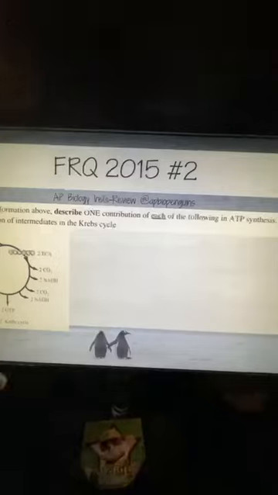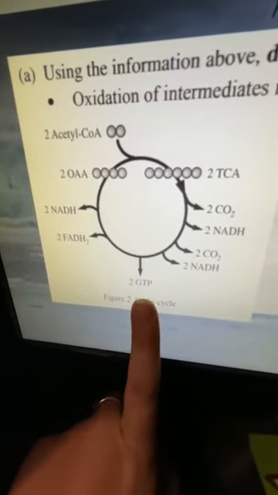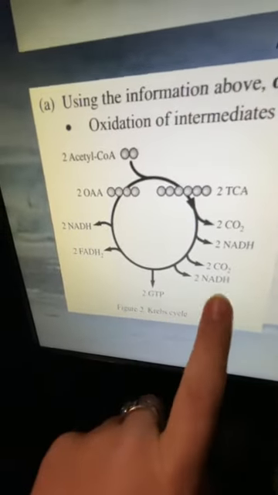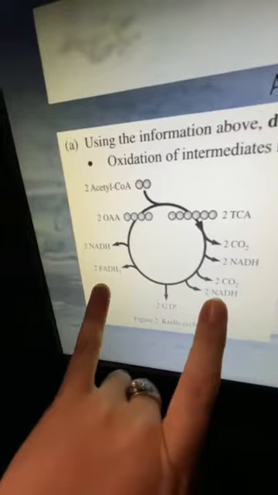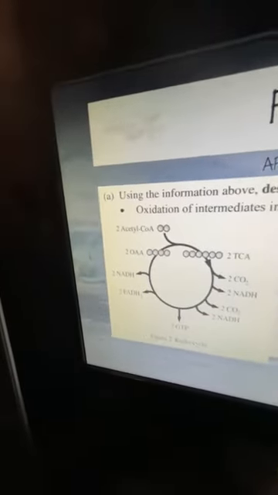the baby. The second part, looking at intermediates of the Krebs cycle. Okay, so if we look at our Krebs cycle, again, we make GTP. GTP can be used for substrate level phosphorylation, and we can make ATP. We also have NADH and FADH2. That's going to allow us to move to the electron transport chain in order to make ATP.